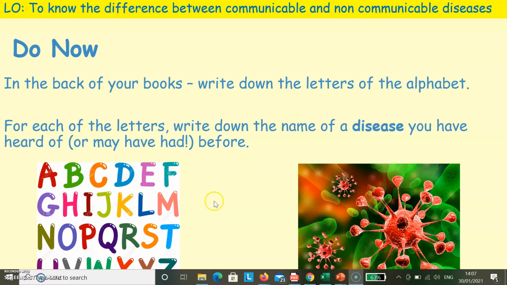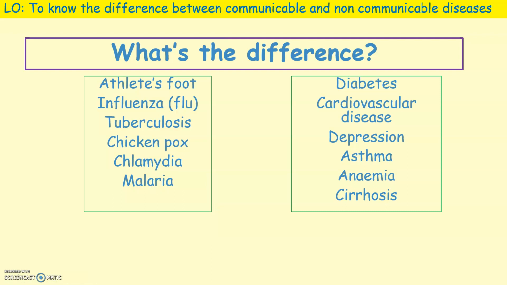Okay, so the diseases you've listed, what's the difference between these two boxes? I'm sure most of you would have listed some of these. We have the chickenpox, the influenza, the tuberculosis, the chlamydia, the malaria. And in this box, we have diabetes, cardiovascular disease, depression, asthma, anemia, and cirrhosis.